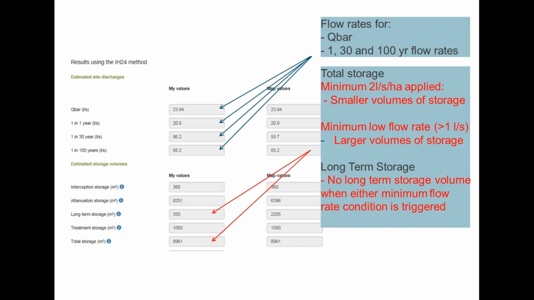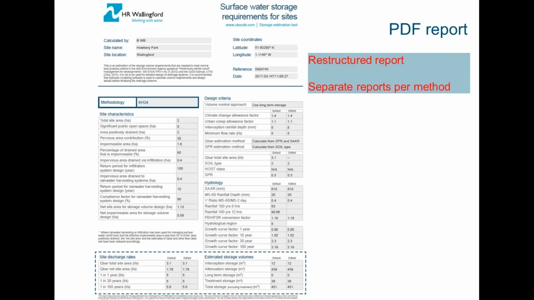The minimum flow rates, on the other hand, going down to 1 litre per second, does increase storage volumes, obviously. And then the long-term storage analysis takes into account these cutoff rates of flow if they come into use. So as before, we have separate reporting of the methods. Before, we used to report both methods on the back and the front of the same page. Now a report is explicitly related to only the method that is currently being used.